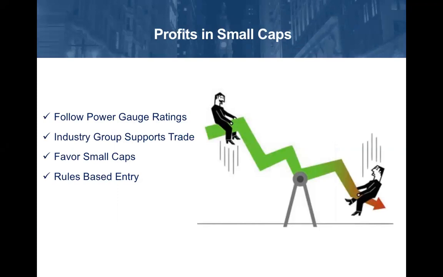Now, I'd like to show you a couple of examples, since we identified the fact that IWM and small caps were outperforming the market, of how you find winning trades in small cap stocks, because a winning trade in a small cap stock can be almost as rewarding as an options trade. And very often these stocks do have options. So first and foremost, follow the power gauge rating. Make sure the industry group supports the trade. We're favoring small caps and we want to use a rules-based entry.